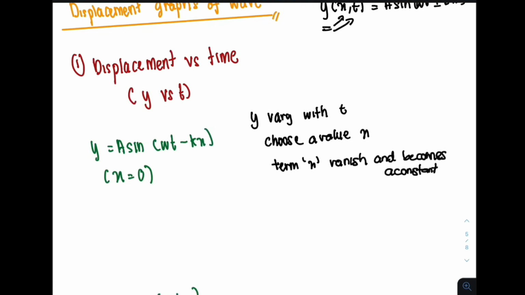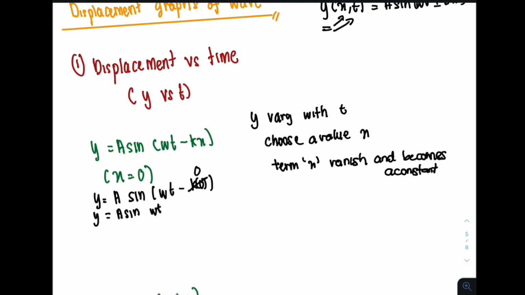Alright, so now let's say for an example, you have the question here, y is equals to a sin omega t minus kx, dan kita nak plot y versus t sahaja, maksudnya your y has to vary with t. So given that x is equals to 0, so we are going to substitute the value of x in the equation. Y is equals to a sin omega t minus k 0. So we'll end up with this one as 0. So your equation now becomes a sin omega t.